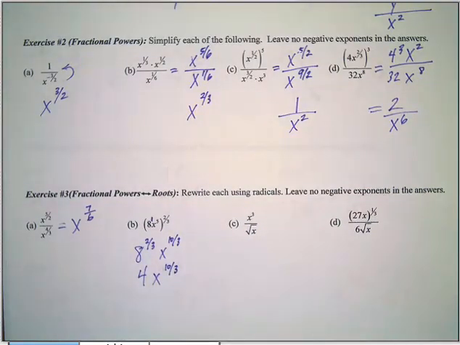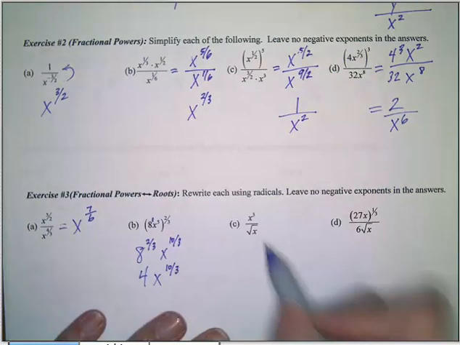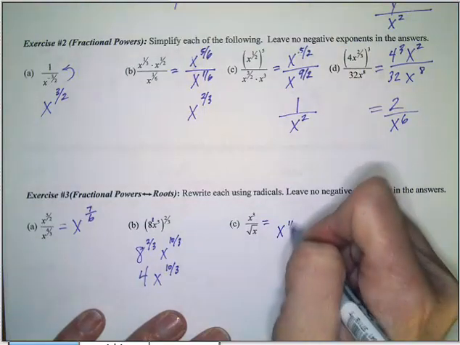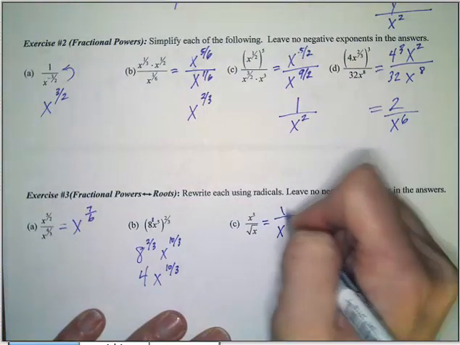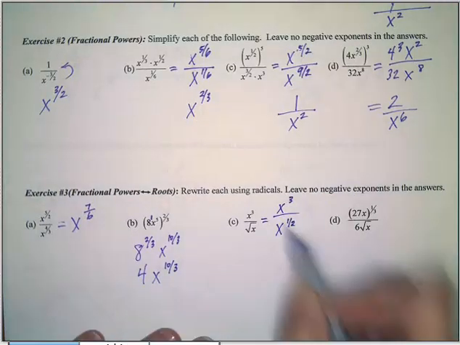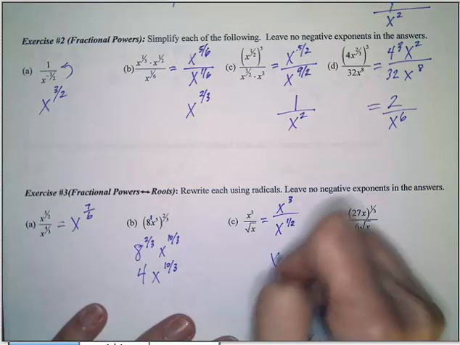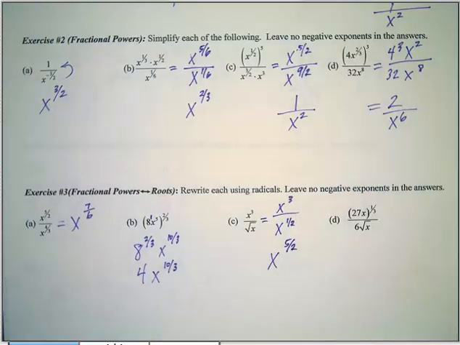Ooh, in the last couple we have radicals and exponents mixed, so I'm going to rewrite this radical as a fractional exponent, so 1/2, and x to the third. When I divide, I subtract, so 3 minus 1/2, and many of you will say 2.5, but remember we want fractional exponents, so we have x to the 5/2.